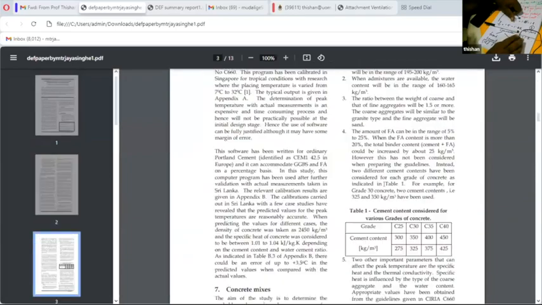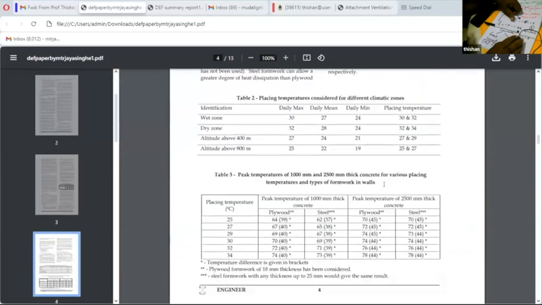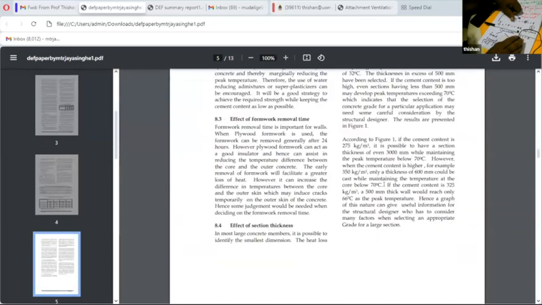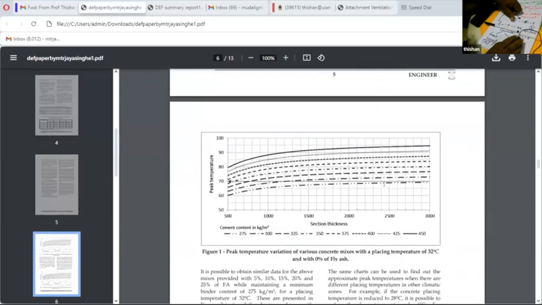And in this paper, I have shown you one very important chart, and that is this chart: how the peak temperature varies. Now let's say you are having something like 3 meter thick concrete to be done, a very large pile raft. Generally, pile rafts are not applicable to Sri Lanka, but let's assume that the engineer has now designed a 3 meter thick raft on the piles.